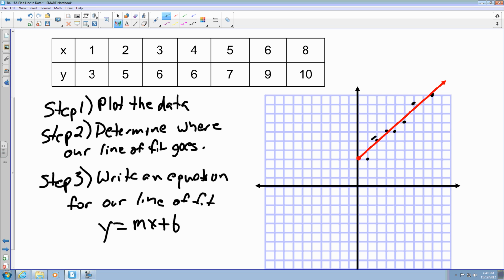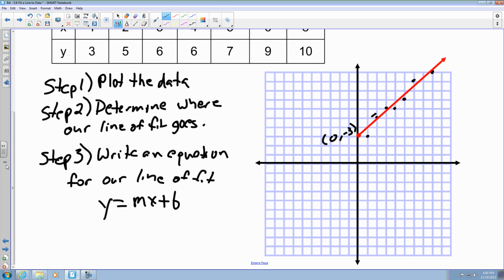As I look at it, I notice that my y-intercept, which is b, lands right on 0 comma negative 3. So that means my b equals negative 3. Now I need to find my slope. I already have committed to my y-intercept, and it looks like the line is crossing right here at 1 comma negative 2.